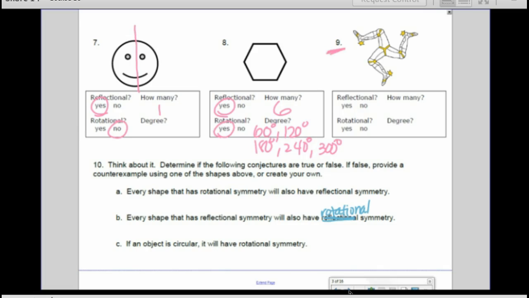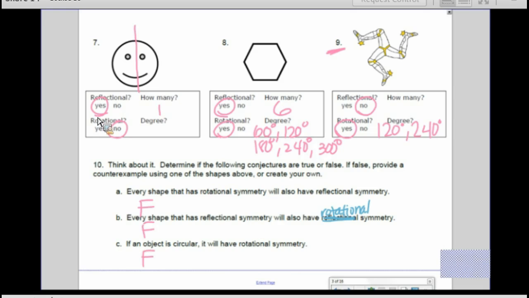Number 9, reflectional, no, but rotational, yes. And the degrees are 120 and 240. All right, this was, I got false, false, false. Did you get false, false, false?